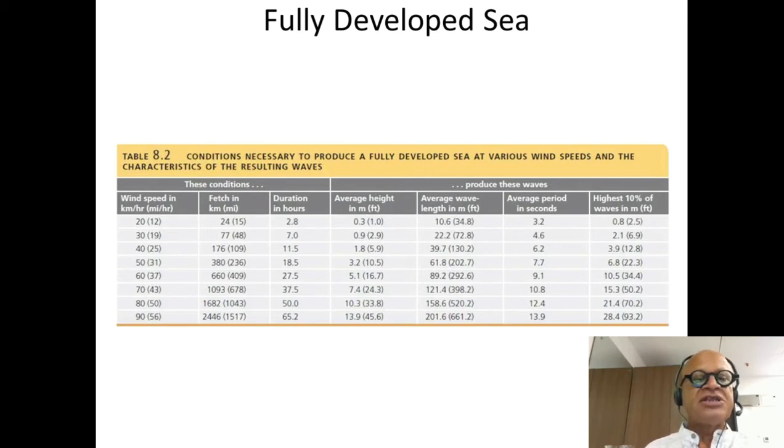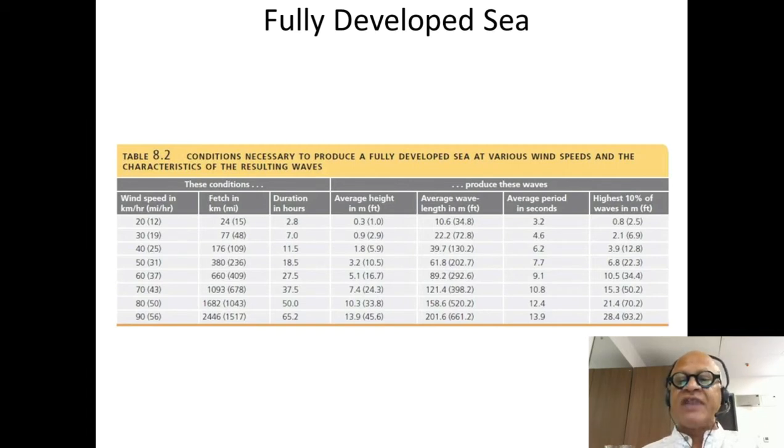So you can look at the wind speeds in kilometers per hour going from 20, 30, 40 and so on to 90. You can look at the fetch in kilometers going from 24 to more than 2,000, almost 2,500, and the duration in hours going from about 3 hours to almost 2.5 to 3 days. Obviously all these combinations matter, and you can see that average height depends on these combinations, and you can get wave height of almost 14 meters here at 90 kilometer per hour winds over 2,446 kilometer fetch, blowing over 65 hours.